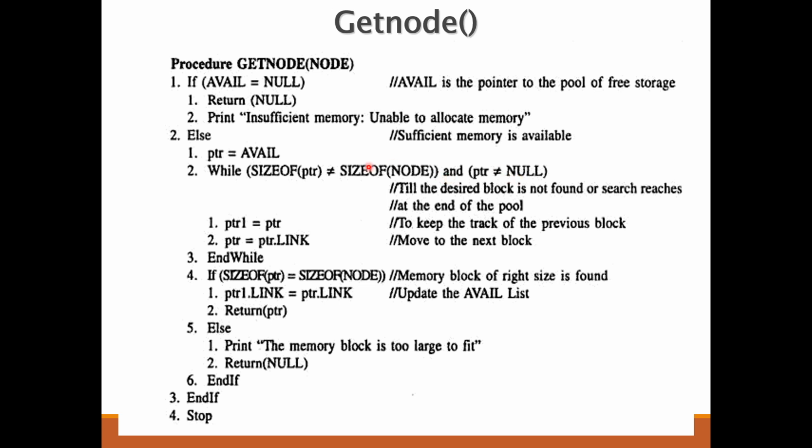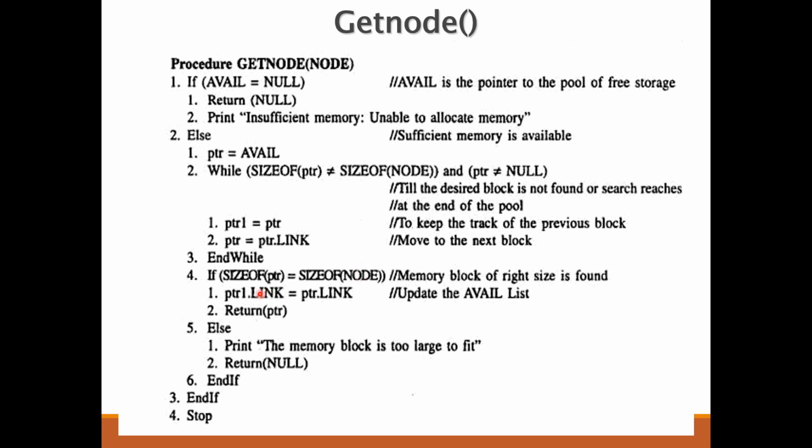Suppose the size of the requested node is 50 KB and the size of the current node, that is size of PTR, is also equal to 50 KB. That is, the second node size is equal to the size of the requested node. In that case, it will exit from the while loop and come to step number 4. If size of the PTR is equal to size of the node, then we have to return that node to the calling process.